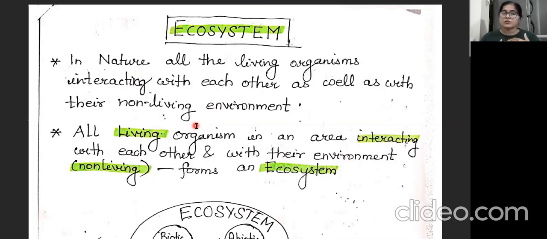So if we want to define what is an ecosystem: all living organisms in a given area interacting with each other as well as with their non-living environment, these both aggregate to form a unit that is called an ecosystem.